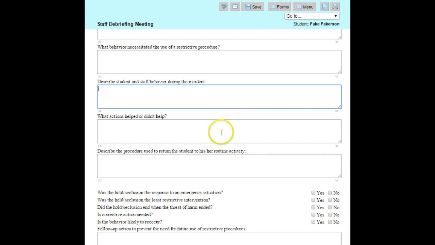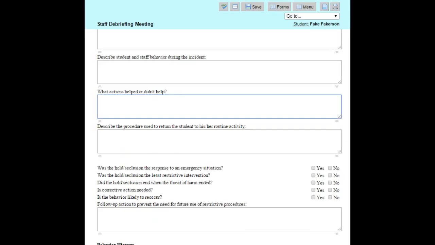After you've described the staff and student behavior during the incident, the team will have a discussion about which of the described staff actions helped and which did not help. The purpose of holding these debriefing meetings is to learn from situations and be able to use problem solving to adapt and modify our responses and supports accordingly. This question especially digs into that.